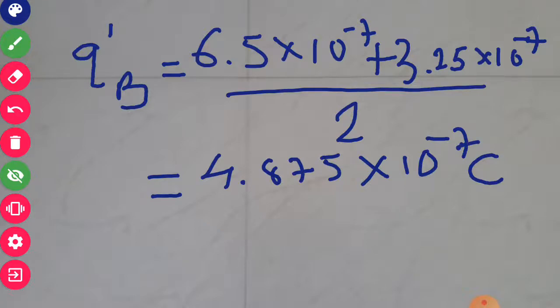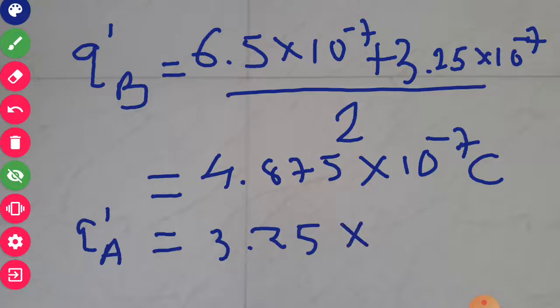Now C is taken away. So QA and QB are having different charges than earlier, and QA we have calculated. Now the QA is having a different charge, denoted by QA prime, and it is 3.25 into 10 raised to minus 7 coulomb. So now the charges on A and B are QA prime and QB prime. Now you can find the force.